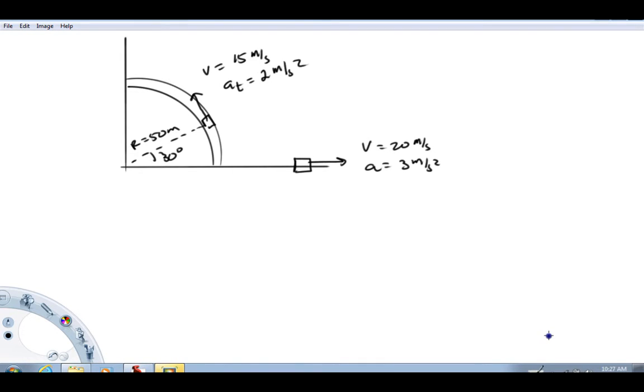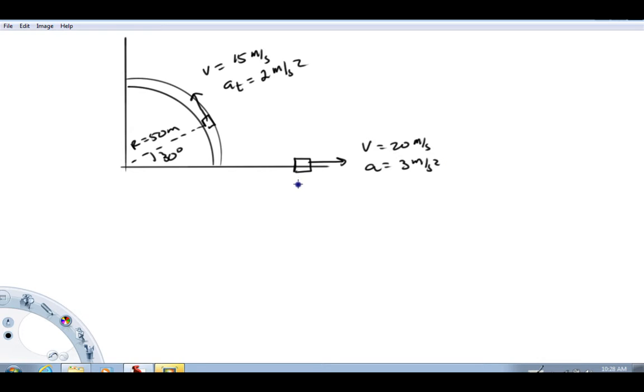The purpose of this video is to demonstrate how to find relative velocity and relative acceleration. In this example, this is supposed to represent an automobile or something like that, traveling to the right here at 20 meters per second and accelerating at 3 meters per second squared.